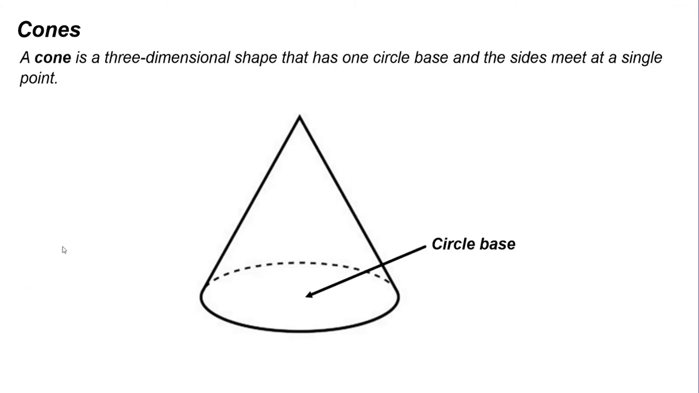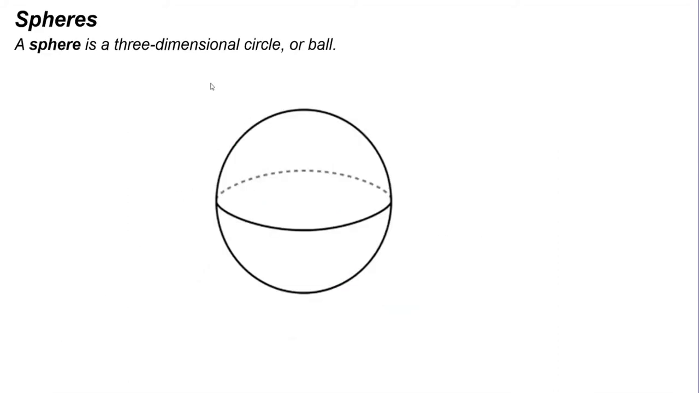And then we've got cones, which we can kind of think of as a pyramid with a circle base. So it has one circular base, and the sides all come together and meet at a single point up there, and that's called the vertex of the cone, FYI. And then lastly, the last solid that we're going to talk about are spheres. And a sphere is just a three-dimensional circle or a ball. So if you can just imagine that three-dimensional circle, you have a sphere.